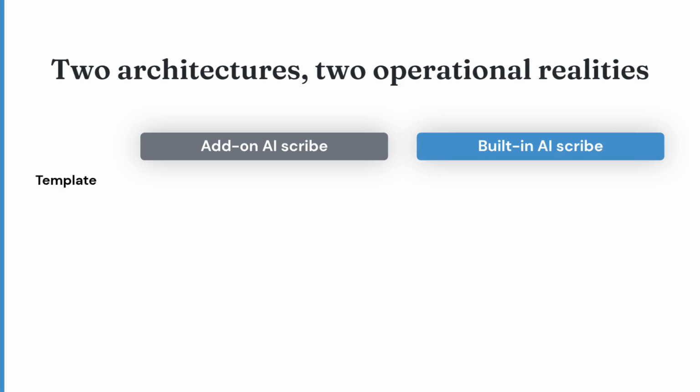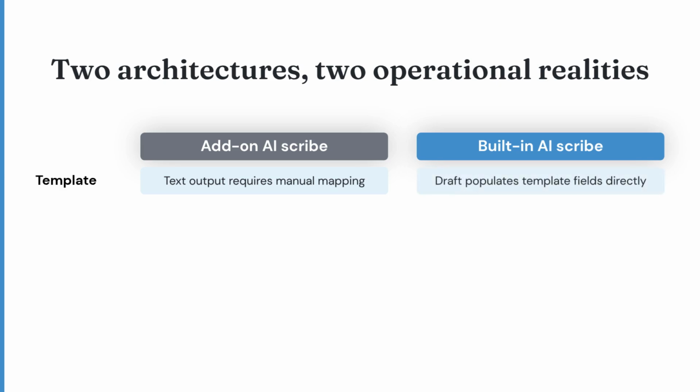The first step is template integration. An add-on AI Scribe generates a note draft, typically as a block of text or a loosely structured summary, that the clinician then copies, pastes, or manually maps into the EHR note template. That transfer step sounds minor, but it is not. It introduces manual handling into a process that was supposed to reduce manual handling. The AI draft and the EHR template are two separate objects. The clinician is the bridge between them, every time, for every note.